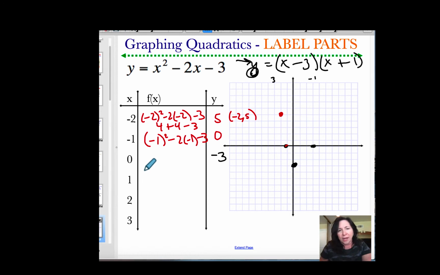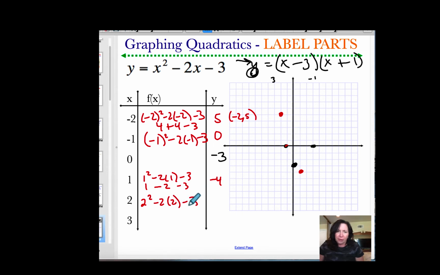Let's see what's happening at 1. If I plug in 1, I get 1 squared minus 2 times 1, subtract 3. So I have 1 minus 2 minus 3. Negative 2 minus 3 is negative 5. Add 1 is negative 4. So at 1, I'm at negative 4. So I'm right here. And let's see what's happening at 2. We'd have 2 squared minus 2 times 2, subtract 3. So we have 4 minus 4 is 0, minus 3. So at 2, we're at negative 3. So it does look like I actually found my vertex here at 1, negative 4.